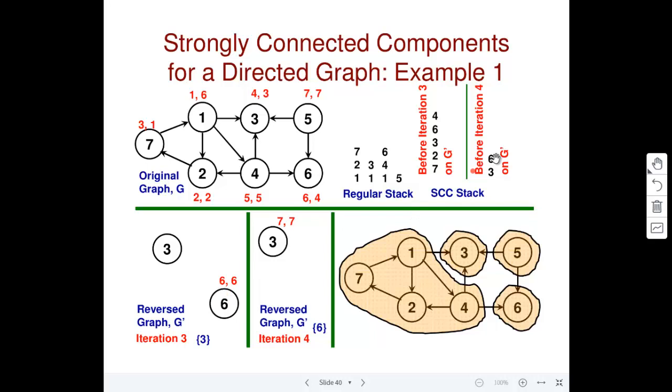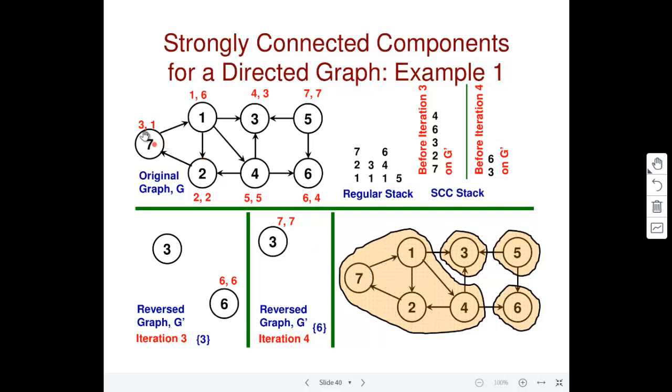Now run a third instance of depth first search, as a third iteration, on this reverse graph starting from 6. That's the top of this SCC stack now. So start with 6, push 6 to the stack. We can't go anywhere else from 6, so pop out 6. That means 6 is its own strongly connected component. Now remove 6 from the graph. We are left with just 3 in the reverse graph. Start depth first search from 3, push 3 as well as pop out 3. That's now its own strongly connected component.